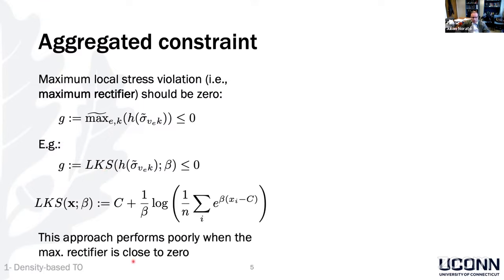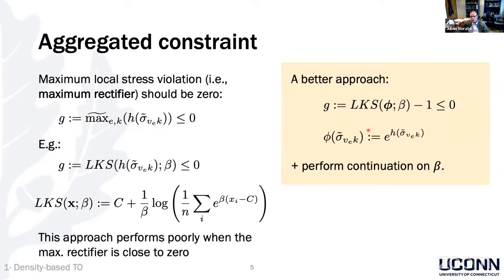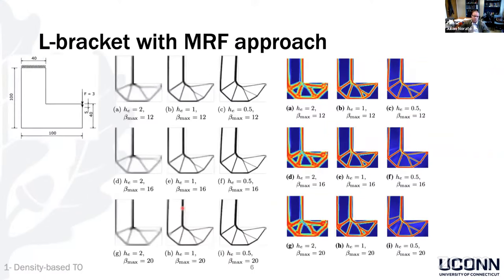If we do this, however, this approach actually does not perform very well. It doesn't perform very well because essentially we're shooting for something that is close to zero, and these smooth approximations have performance that deteriorates as you get closer to zero. So we do a couple of things to circumvent that. One is that instead of finding the smooth maximum of these rectifier functions, we approximate the smooth maximum of e raised to the rectifier function, so that now the constraint becomes that the smooth approximation minus one should be less than or equal to zero. And then we also do continuation of the beta parameter for the lower bound KS function.